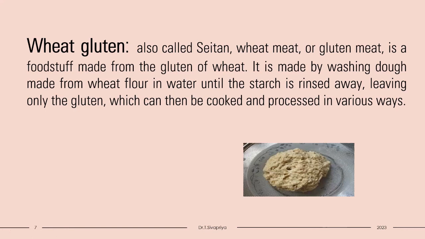in water until the starch is rinsed away, leaving only the gluten, which can be cooked and processed in various ways. Wheat gluten, although not as well known, is an alternative to soya-based meat substitutes such as tofu. Some types may taste even more like meat than tofu due to their chewy and or stringy texture.